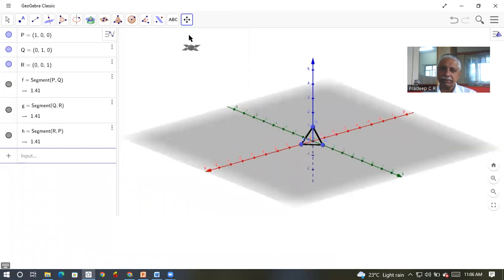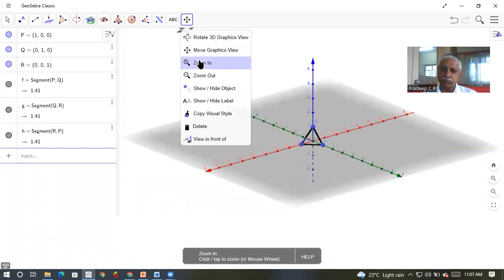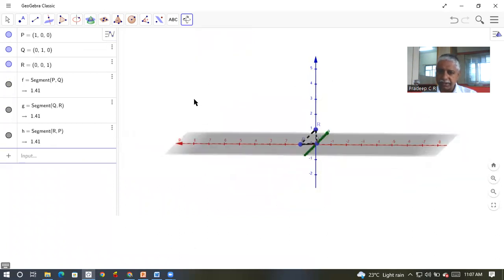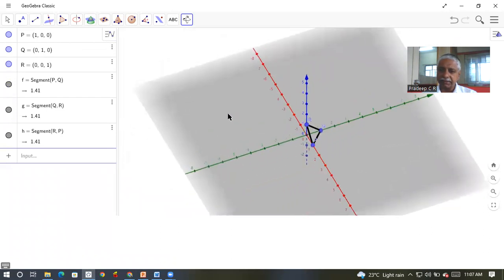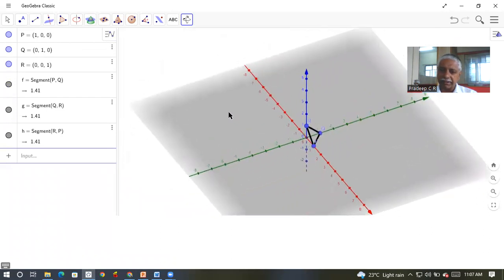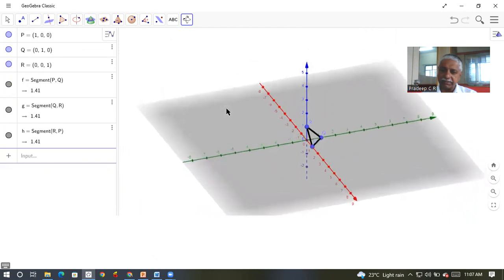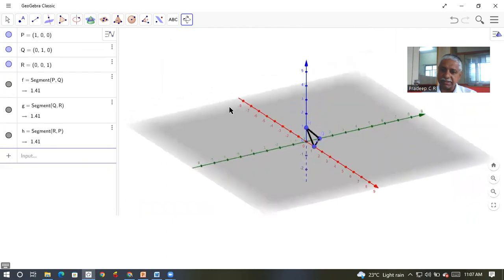I can't move it like this. So let me zoom. Let us try this. I want you to see this triangle. Here it is. You can see the triangle from various angles. The red one is the x-axis, the green one is the y-axis, and the blue one is the z-axis. You can see the triangle.